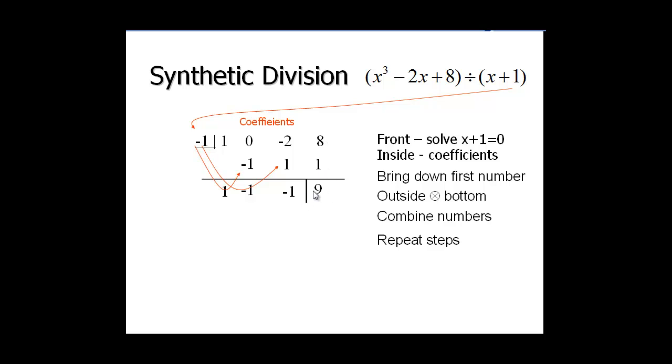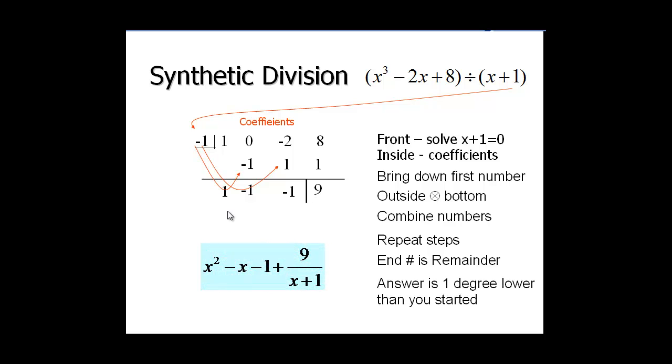And then this number down here is going to be your remainder. So your final polynomial is going to be x squared, because it's a 1, minus x minus 1 plus 9 over x plus 1. And your power was a third power, so it reduces to a second. When you divide, the power reduces by 1.